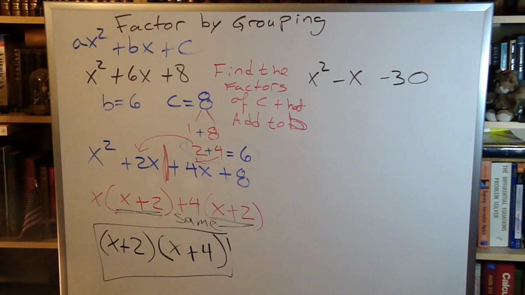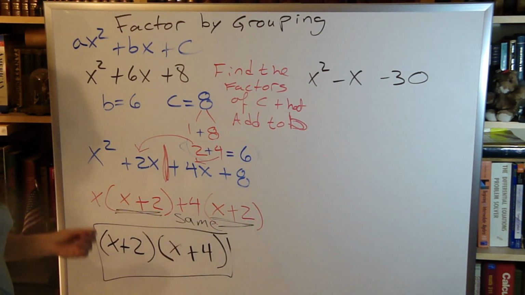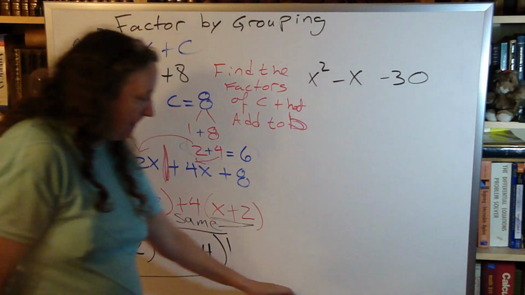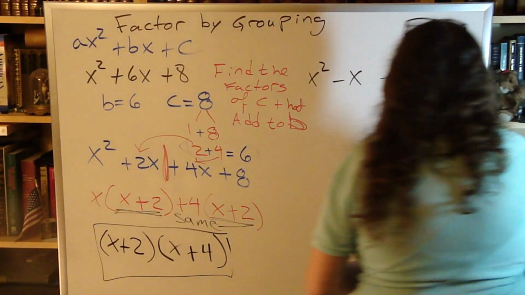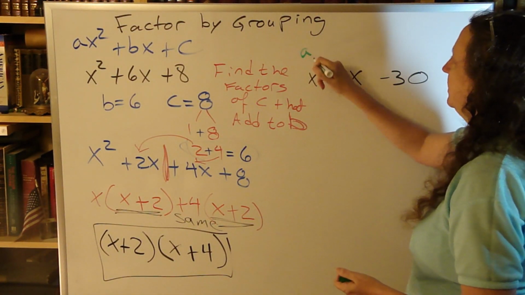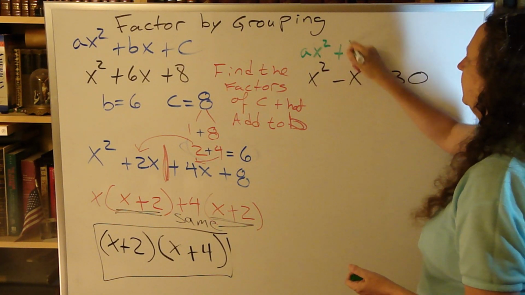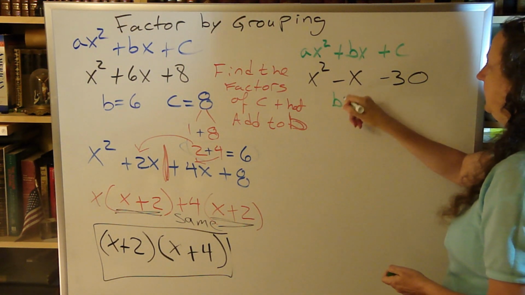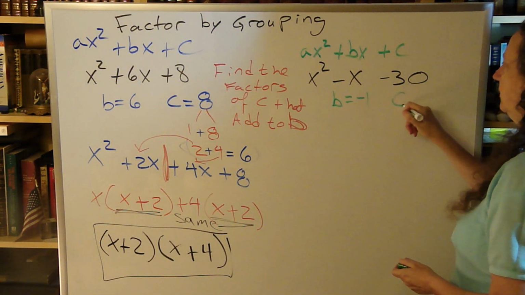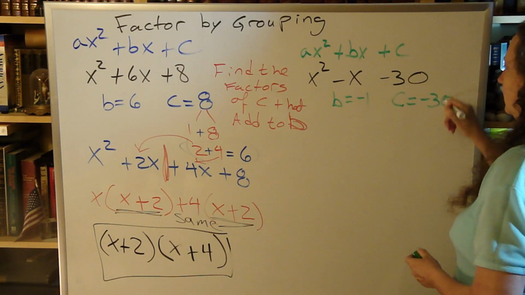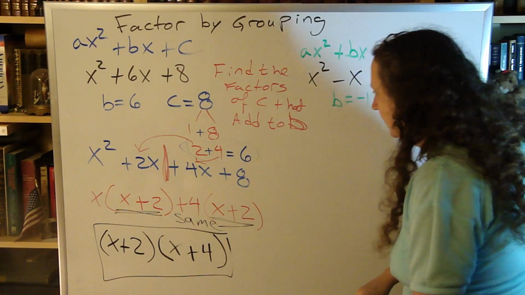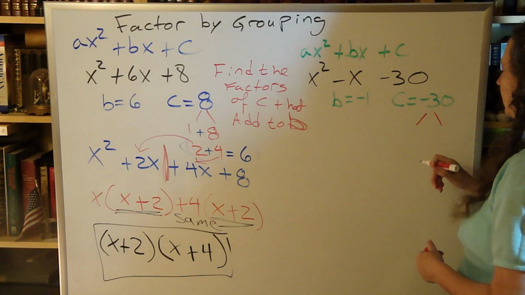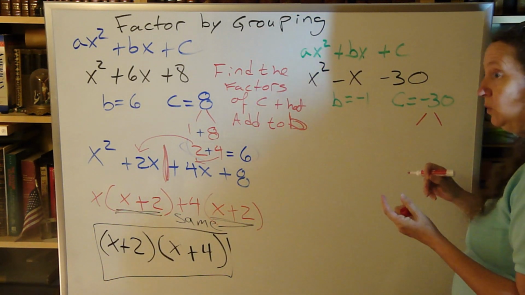Looking at the next one, I want two numbers that multiply to negative 30 and add to negative 1. So the first thing I'm going to do is make sure this looks like ax squared plus bx plus c. Then I'm going to identify. B is negative 1, c is negative 30. Now I have to factor out that negative 30. One of these numbers is going to be negative. I don't know which one yet.